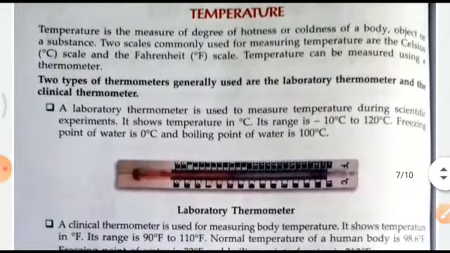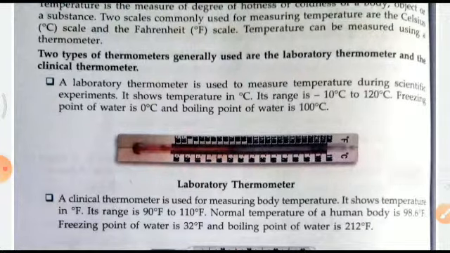Temperature is the measure of the degree of hotness or coldness of a body, object, or substance. Two scales commonly used for measuring temperature are the Celsius and Fahrenheit scales. Temperature can be measured using a thermometer. Two types of thermometers generally used are the laboratory thermometer and the clinical thermometer. A laboratory thermometer is used to measure temperature during scientific experiments. It shows temperature in degree centigrade, ranging from minus 10 degree to 120 degree centigrade. The freezing point of water is 0 degree centigrade and the boiling point is 100 degree centigrade.